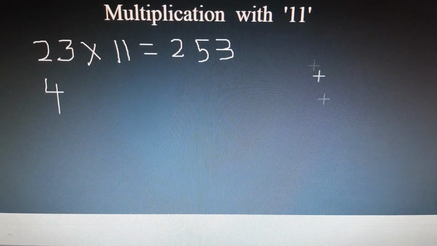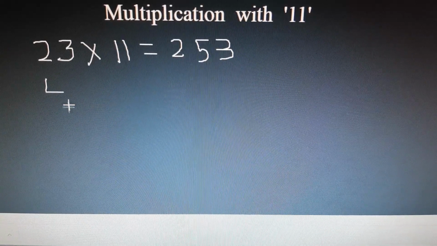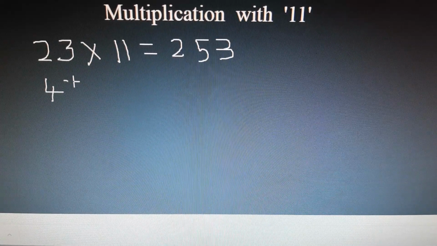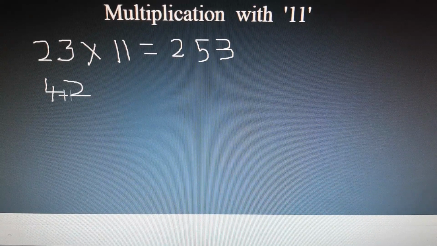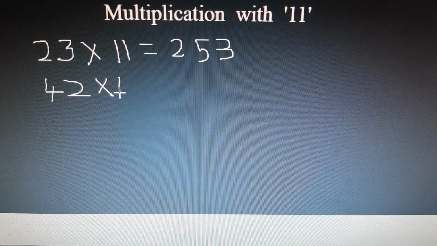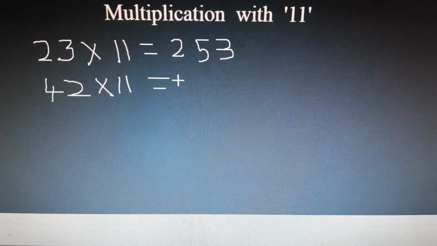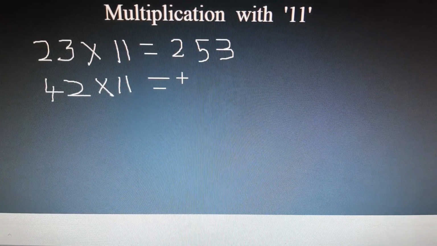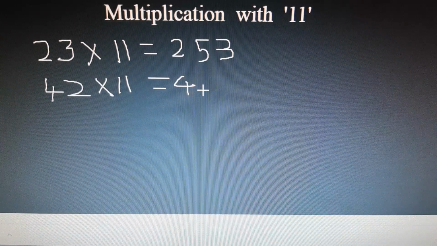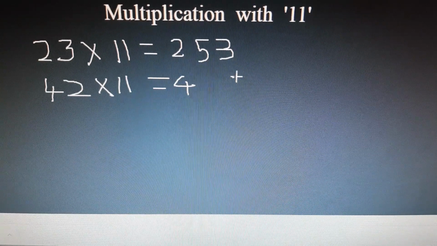42 multiply by 11. Now your first step will be number 4. You have to write down number 4 here. Okay, second step is you have to leave the space and write down the second figure, which is number 2.